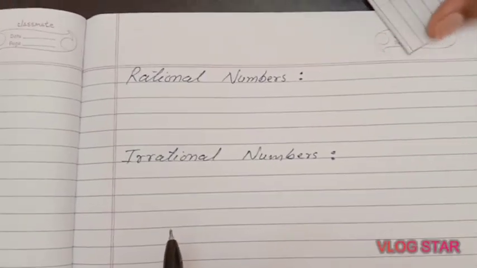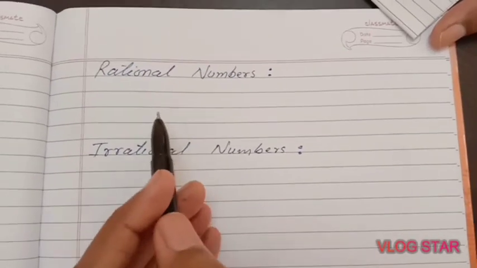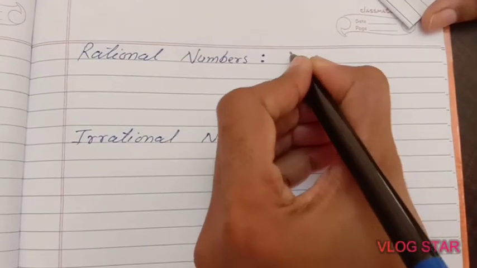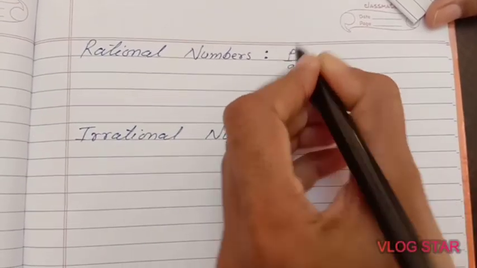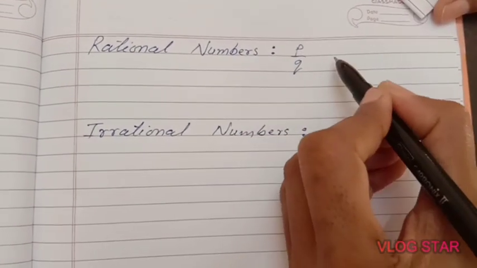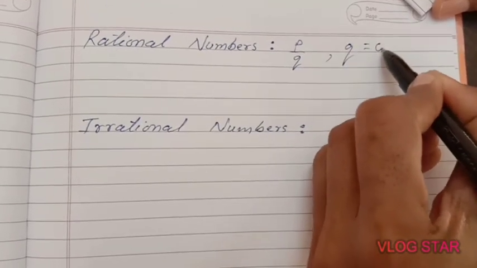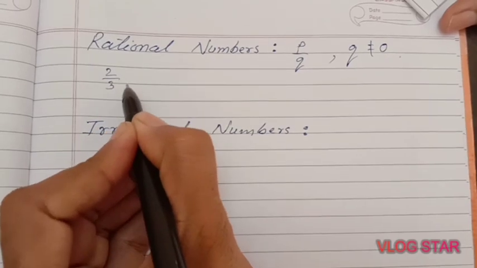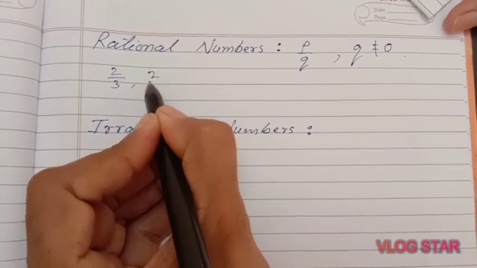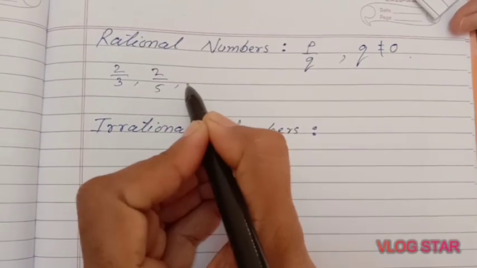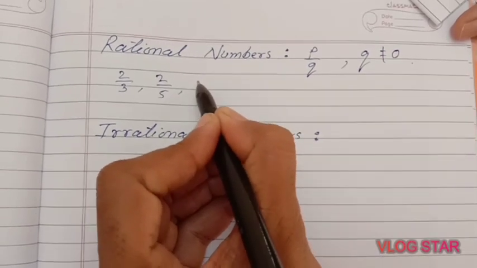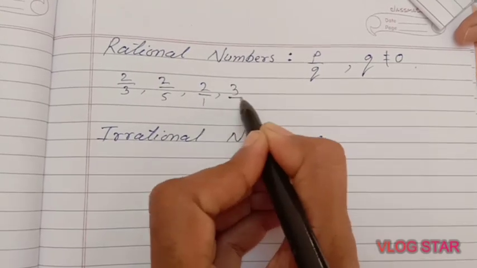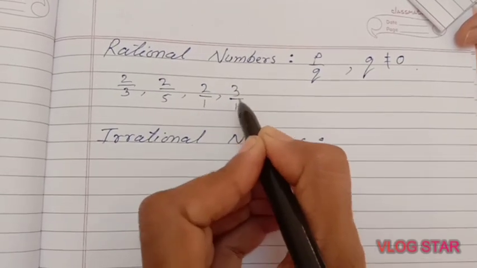Now, before starting exercise 1.3, let us understand what is rational number and irrational number. Rational numbers means that number which can be represented in the form of p by q, where q is not equal to 0. So, the examples are 2 by 3, 2 by 5. All these are rational numbers. Is 2 rational number? Yes. Is 3 rational number? Yes, because we can represent it by 2 by 1, 3 by 1.